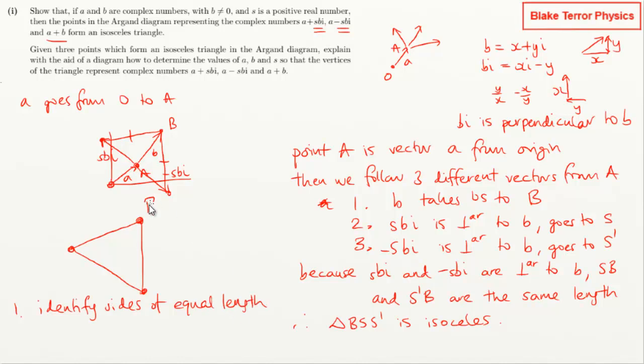If I called it, I'll just use the same letters that I had before, S prime. So identify sides of equal length. 2, midpoint of unequal side is A, which is vector A from the origin. Okay, so that's good.